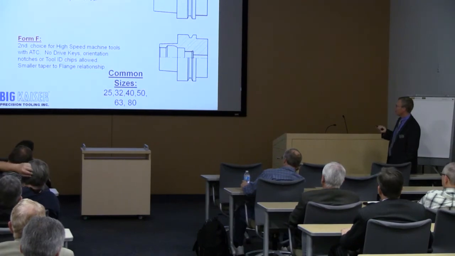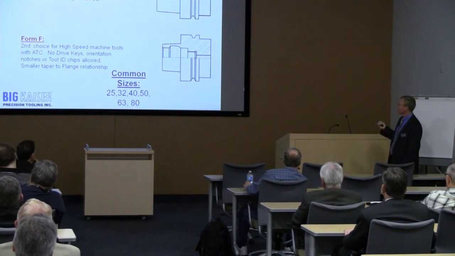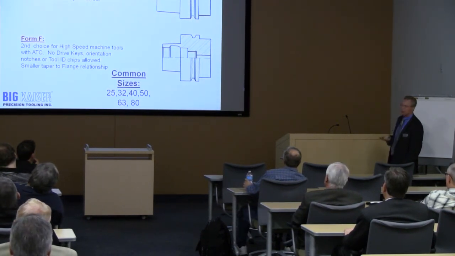And here you see the taper, the flange ratio is a little bit larger than what you see on the Form E. So they designed it around the F because they want a different ratio between the bearings and the spindle ID. Otherwise, it's an identical tool. If I look at the Form E, the sizes are the same as the Form A.